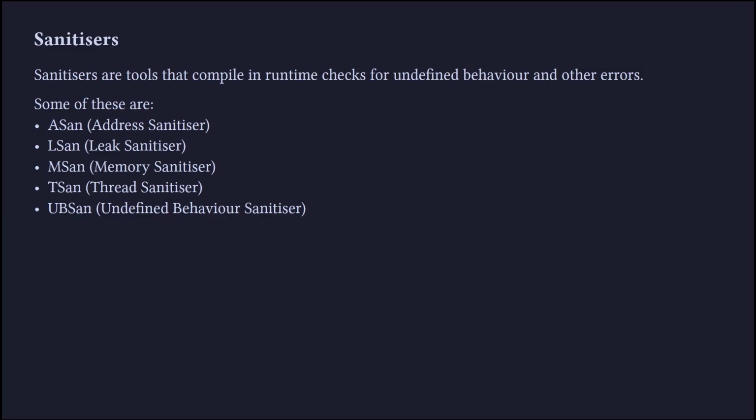A couple of these are ASAN, address sanitizer; LSAN, leak sanitizer, which detects if you haven't freed a certain bit of memory; MSAN, which checks that you're not allocating overlapping bits of memory or doing weird things like that; ThreadSAN, if you're doing concurrent stuff, which probably isn't something we'll ever be doing or you'll ever need to listen to; and UBSAN, which checks for most of the undefined behavior stuff.